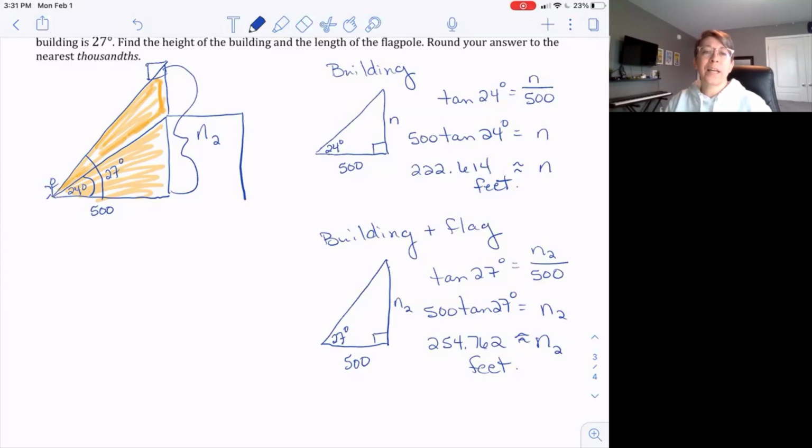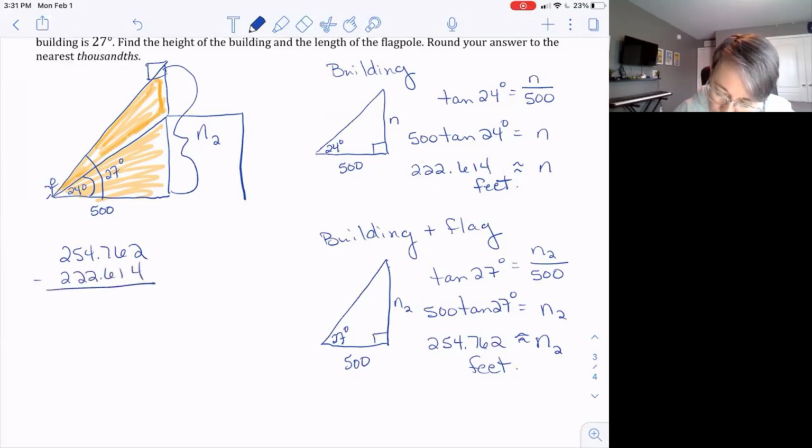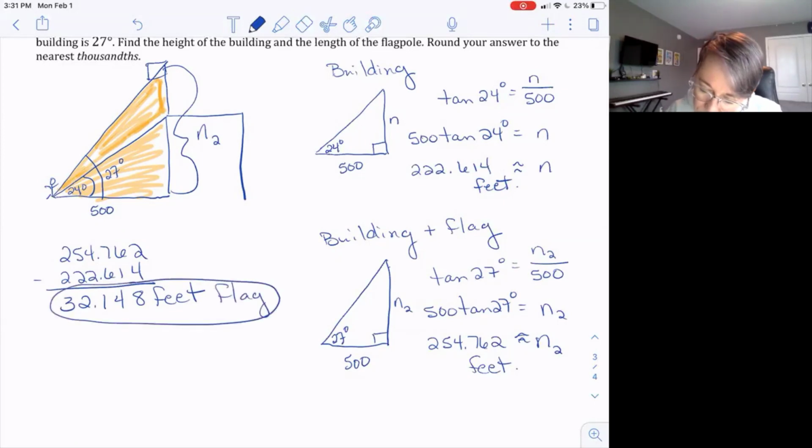So how do we find the height of just the flagpole? We subtract. So if both of them are 254.762, we take away the building, 222.614 feet, and we get approximately 32.148 feet for the flag. That's how high the flag is, and this is how high the building.